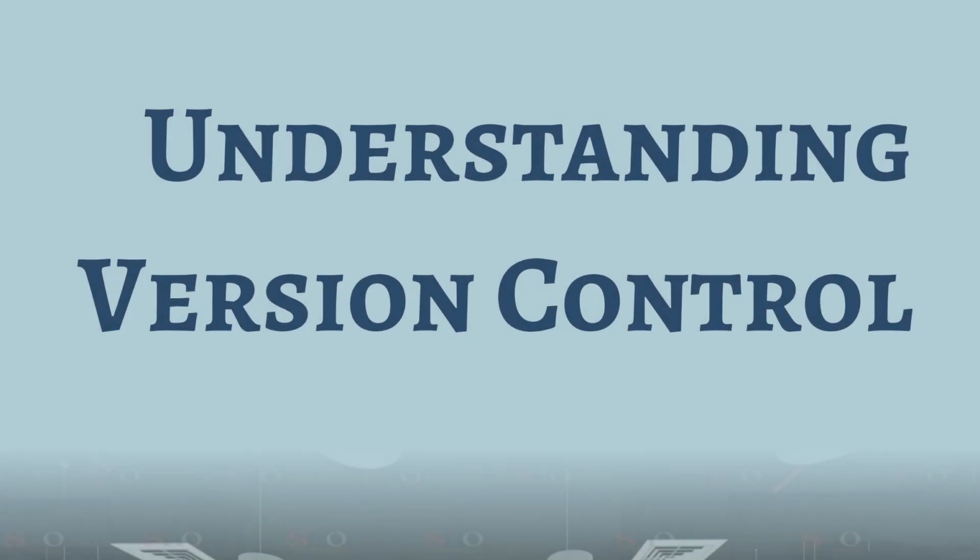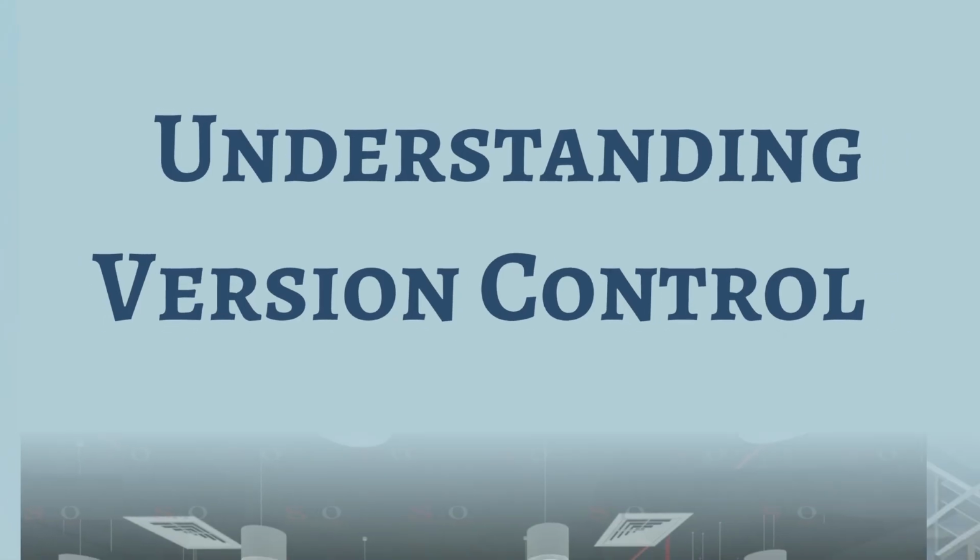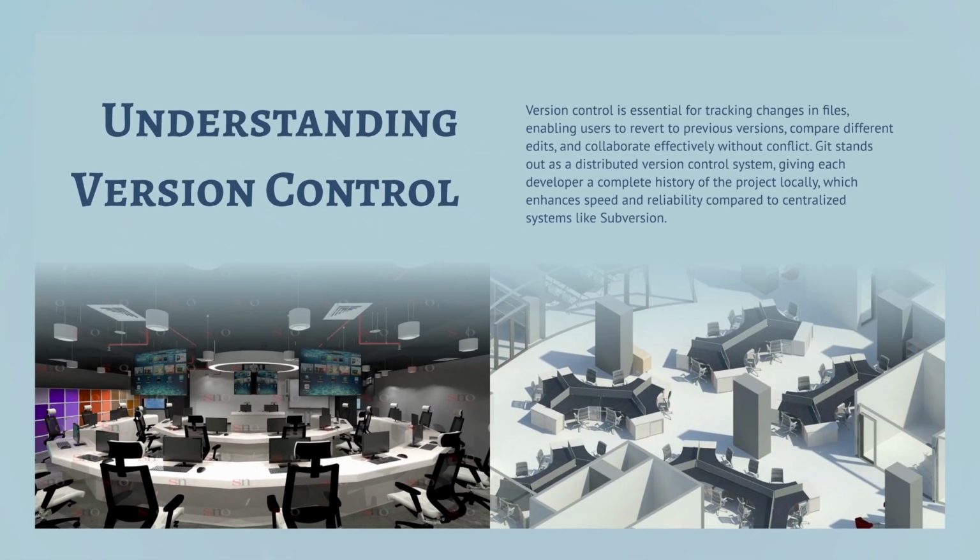Now let's take a step back. What is version control? Version control is a system that tracks changes to files over time. It lets you roll back to earlier versions, compare edits, and collaborate with others without overwriting each other's work.